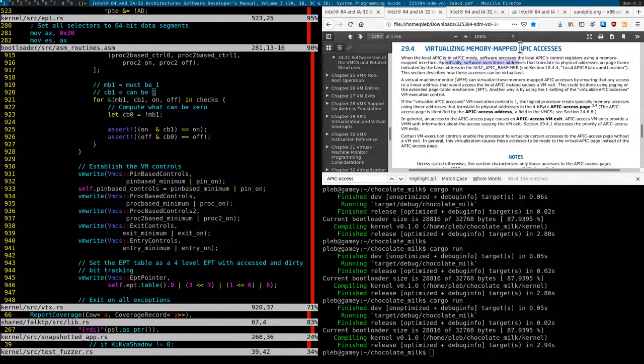If this is set, the logical processor treats specially memory accesses using linear addresses that translate to physical addresses in the 4 kilobyte access page. So I guess I would need that mapped in. Accesses using linear addresses that translate to physical addresses in the access page. The access page is defined in the VMCS. In general, an access to the APIC access page causes an APIC access VM exit. Exits provide the VMM with information about the access causing the VM exits. Certain execution controls can virtualize some of these things without a VM exit. In general, this virtualization causes these accesses to be made to the virtual APIC page instead of the APIC access page.